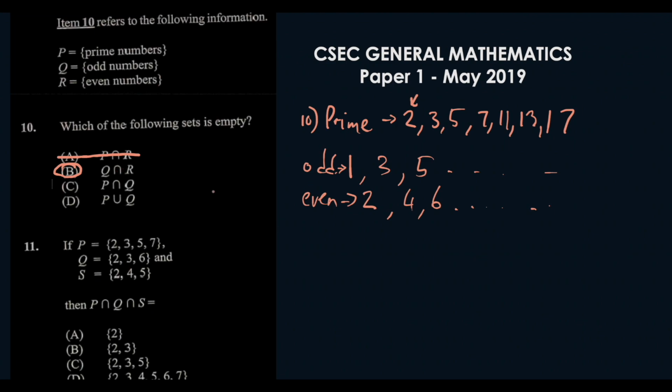Now, based on that intersection concept, this next question says if P is equal to 2, 3, 5, and 7, Q is equal to 2, 3, and 6, and S is equal to 2, 4, and 5, right? That's the elements in each of those sets. So it says P intersection Q intersection S. So in other words, what is common with P, Q, as well as S? The only thing that's common within those is the number 2. There's nothing common with all 3. So the answer for this has to be.